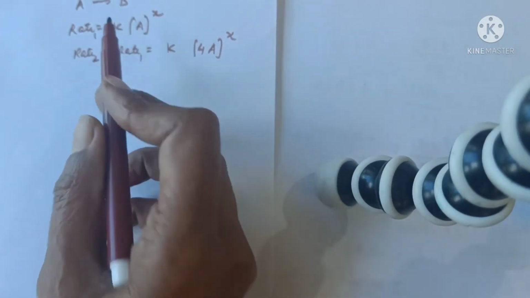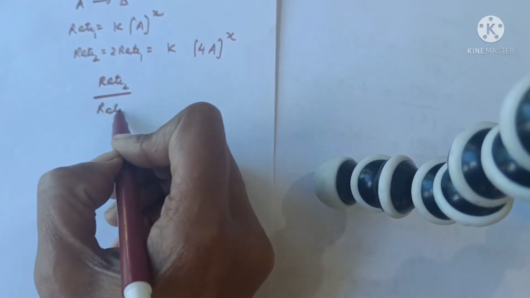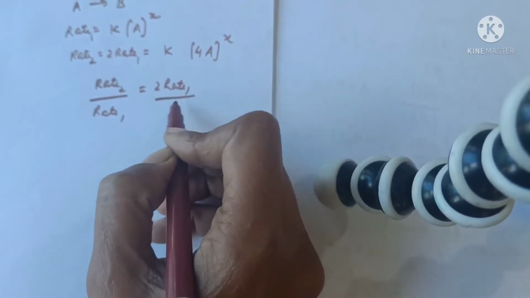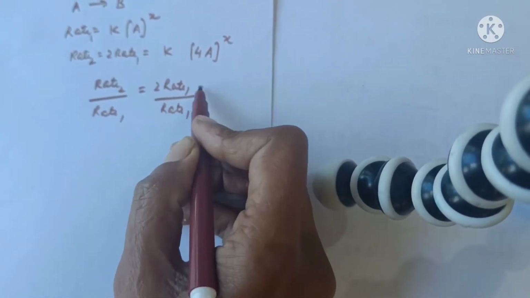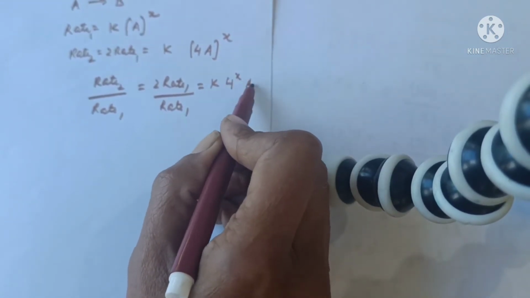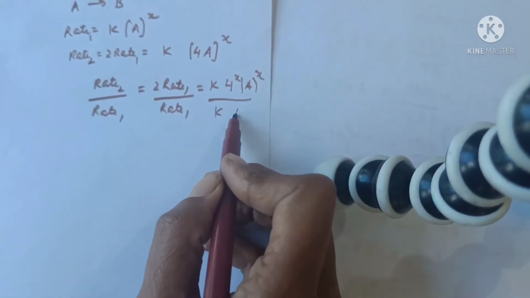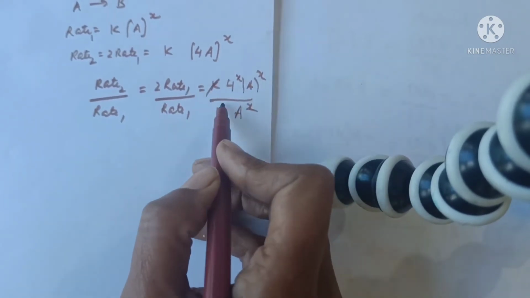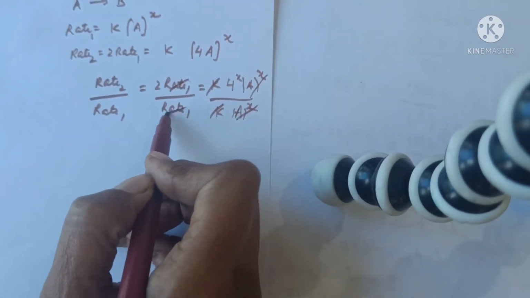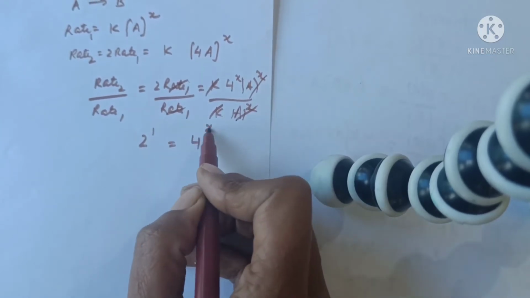Now dividing equation 2 with equation 1, we get rate 2 upon rate 1, which is also equal to 2 times rate 1 upon rate 1, is equal to K into 4 raised to power X into A raised to power X upon K into A raised to power X. So cancelling K, A raised to power X and rate 1 and rate 1, we get 2 raised to power 1 is equal to 4 raised to power X.